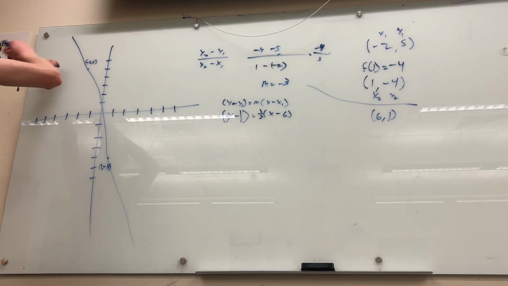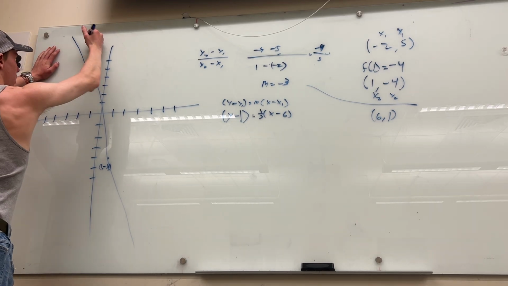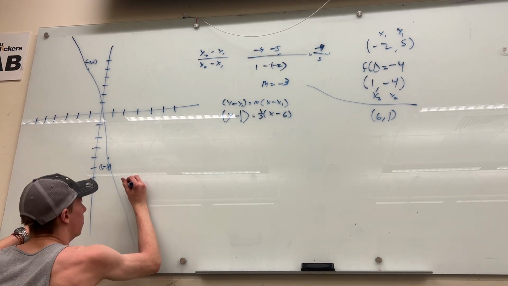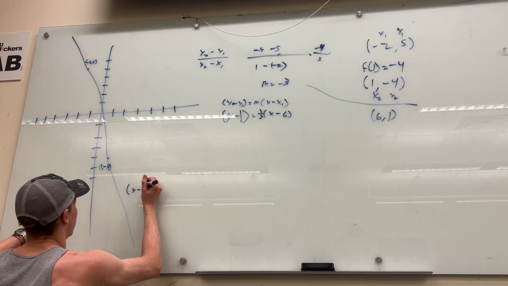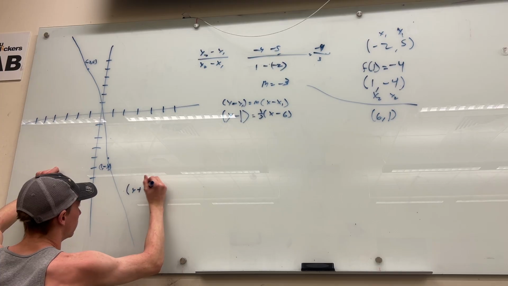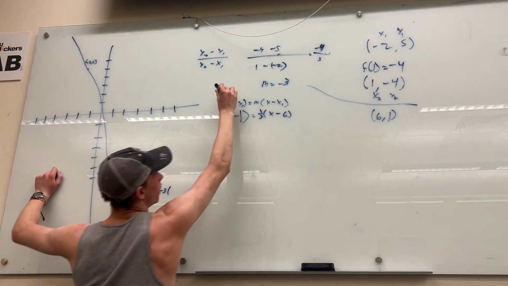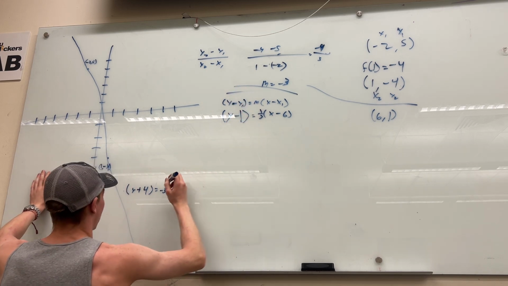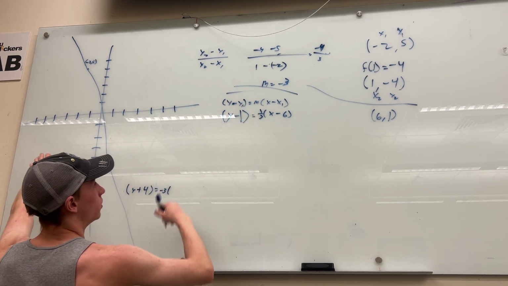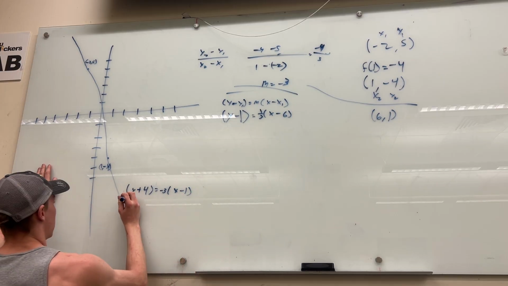I'm going to label this, and I'm just going to toss it in point slope. y minus, I'll just use a random point, so minus -4, that's +4, equals -3 times x minus 1. So that's this one.